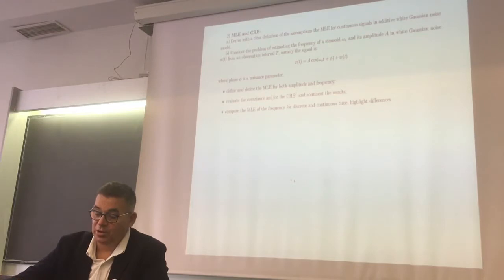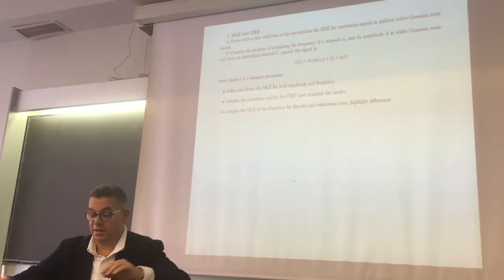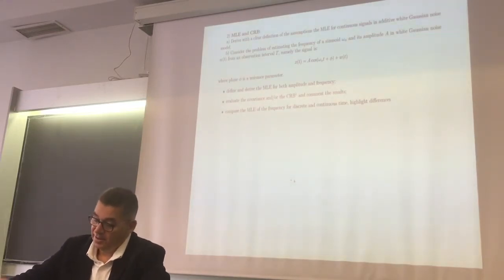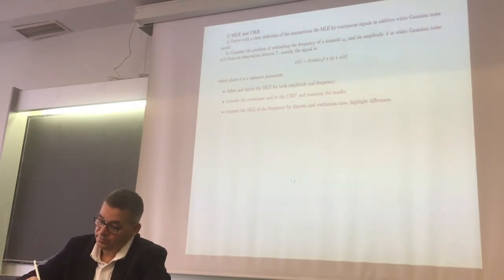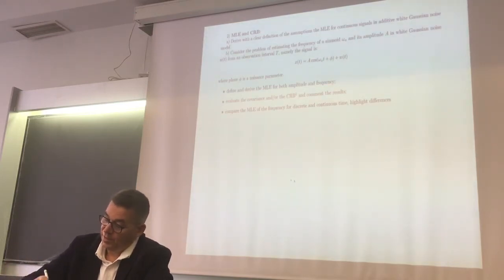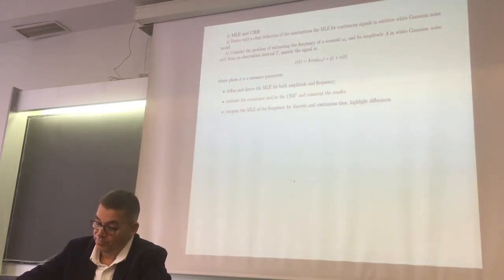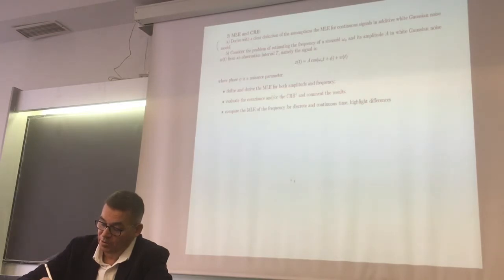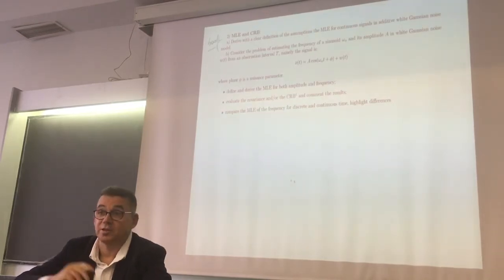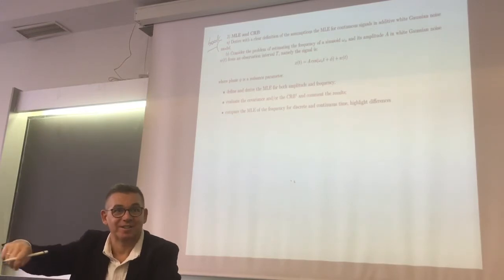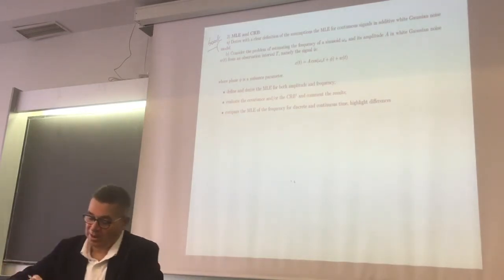Now I told you I want to make at least a start of this exercise. This is taken from some exam. I don't remember, I didn't put the exam here. So derive, with a clear definition of the assumptions, the maximum likelihood estimation for a continuous signal in white noise model. Perfect. Okay, easy. See the book. Which means I write the book, you need to write it. Okay, now I go to the second one.